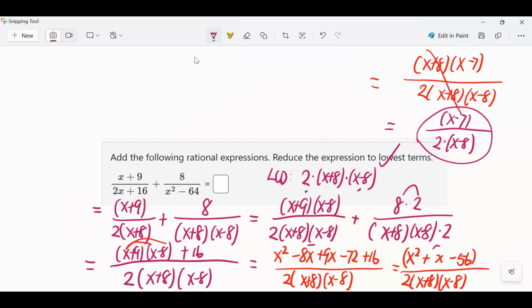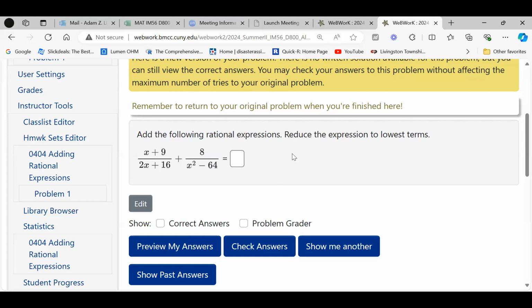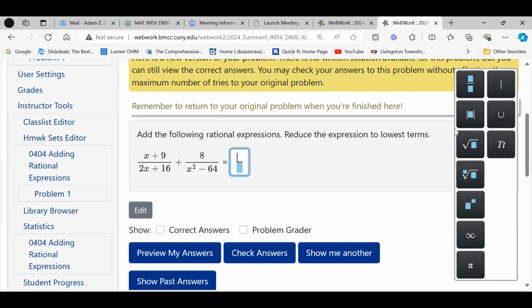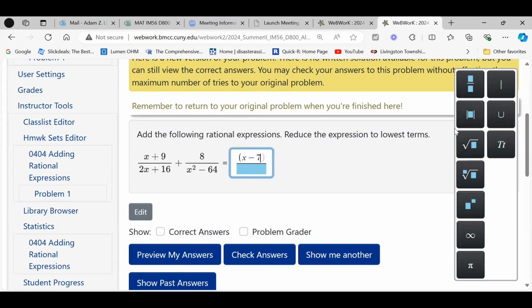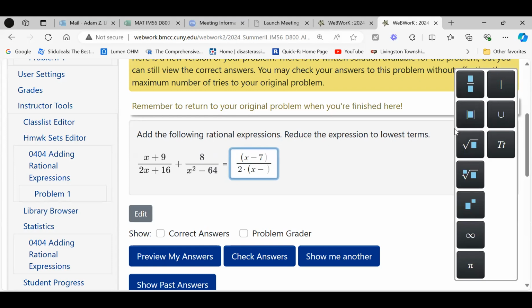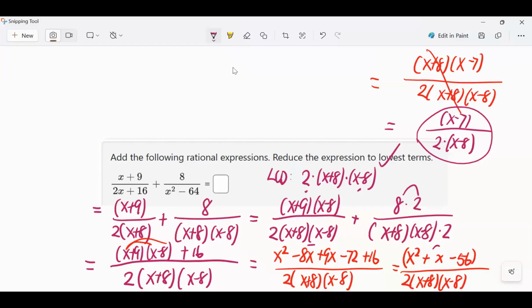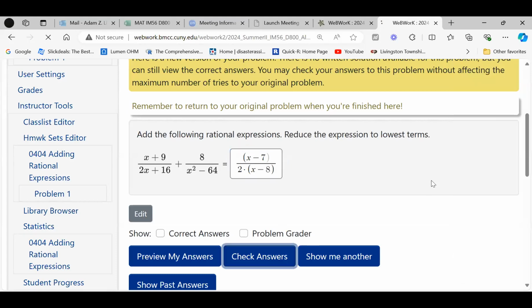Okay. Any question about this? So x minus 7 goes on top, 2 times x minus 8. And again, you have to simplify as much as possible. Otherwise, you will not get credit for the question.